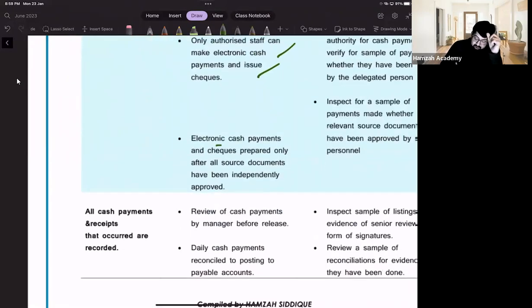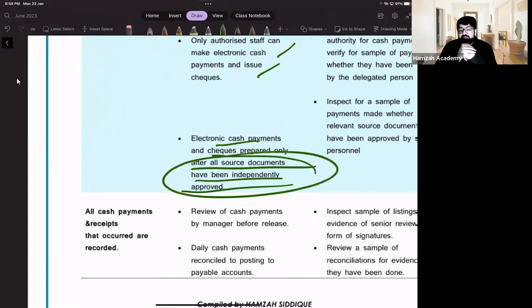Checks should be prepared when all the source documents have been independently produced. Just like I told you, copy of purchase order in the previous case, purchase invoice and payment voucher, matched and signed, then the check should be produced. Then the relevant document should be approved, then the check should be produced.